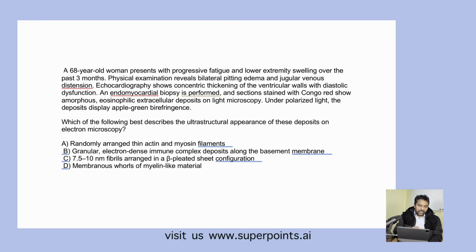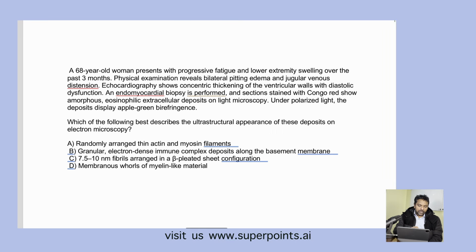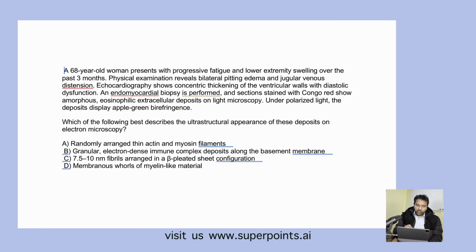A 68-year-old woman presents with progressive fatigue and lower extremity swelling over the past 3 months. Physical examination reveals bilateral pitting edema and jugular venous distension. Echocardiography shows concentric thickening of the ventricular walls with diastolic dysfunction.